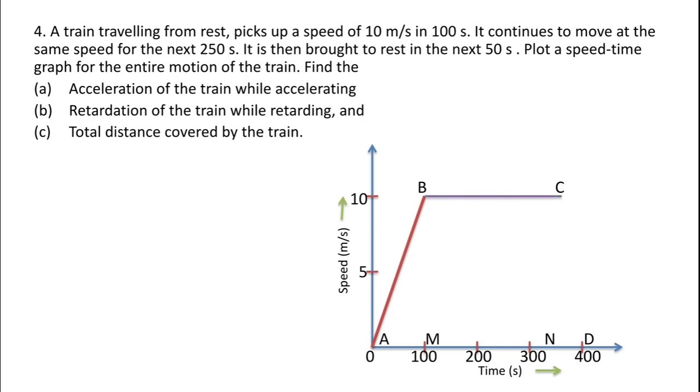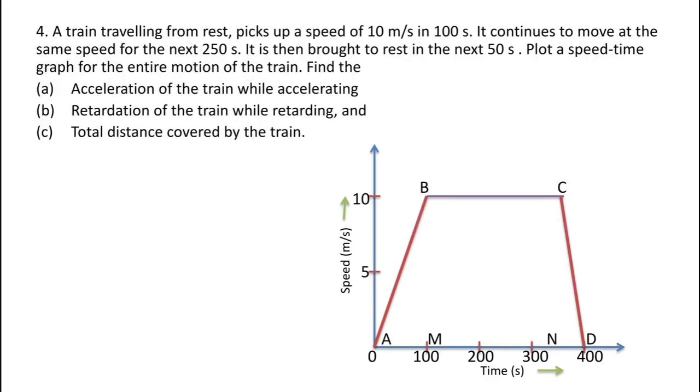And after that, the train is brought to rest in the next 50 seconds. It means from the time 350 to 400 seconds, the train is brought to rest with uniform retardation. So we can represent the graph as the straight line CD, which is sloping downwards. So this is the required speed time graph for the given problem. For our convenience, we will draw a perpendicular line from the point B to time axis, which cuts the time axis at the point M. And again we draw a perpendicular from the point C to time axis, which cuts the time axis at the point N.